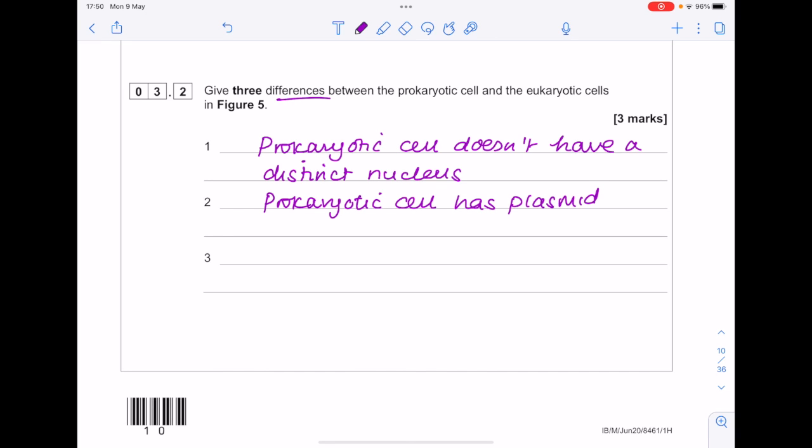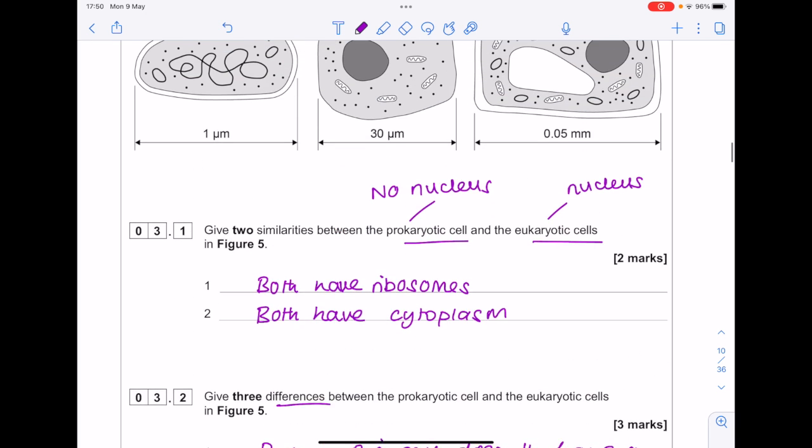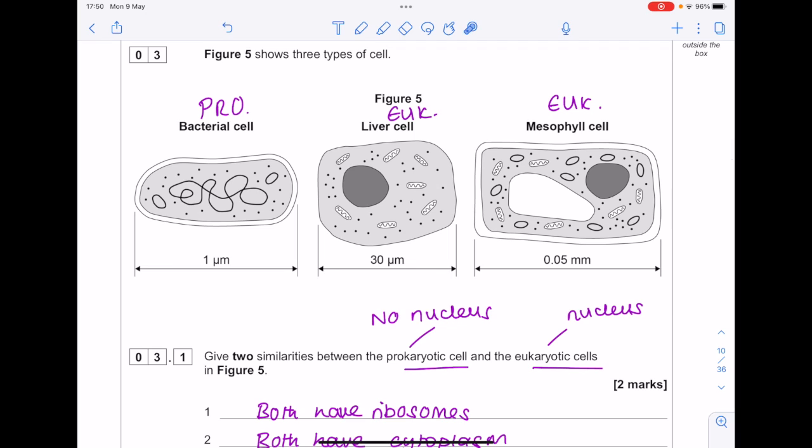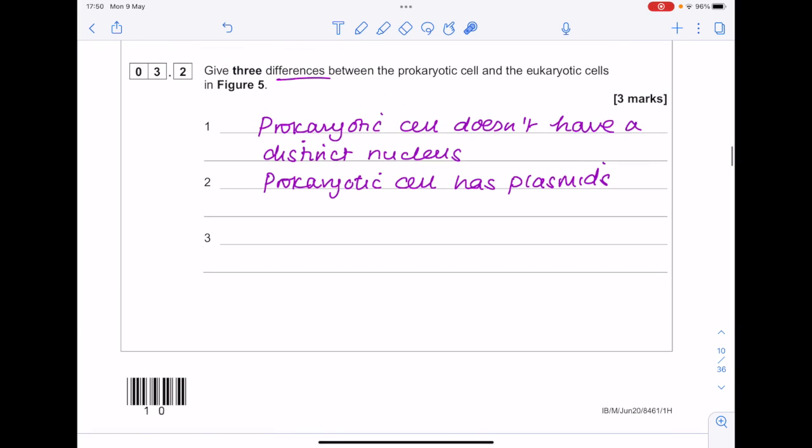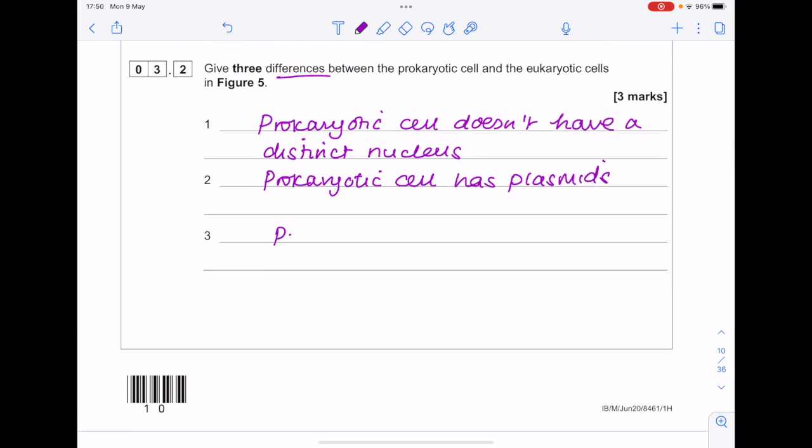You can write a full comparison, obviously. And then what else is different? Well, look at these sizes. They're massive in comparison to this single micrometer bacterial cell. So use the information on the diagram. Don't dig around too much, guys. So prokaryotic cell is smaller.